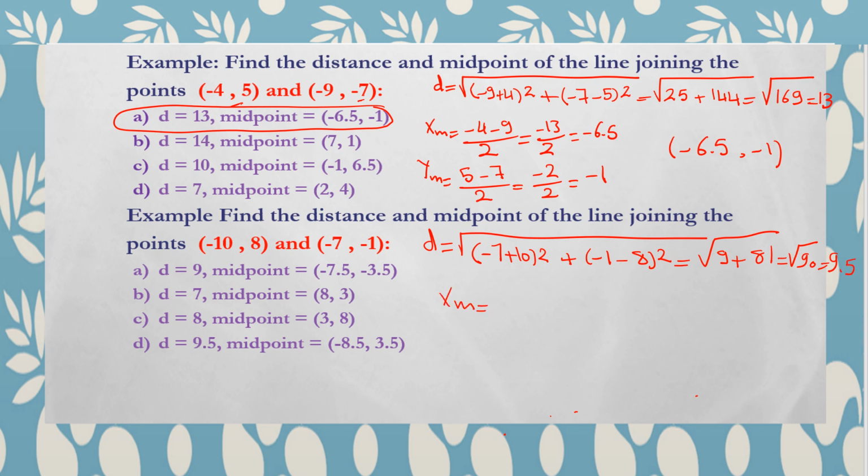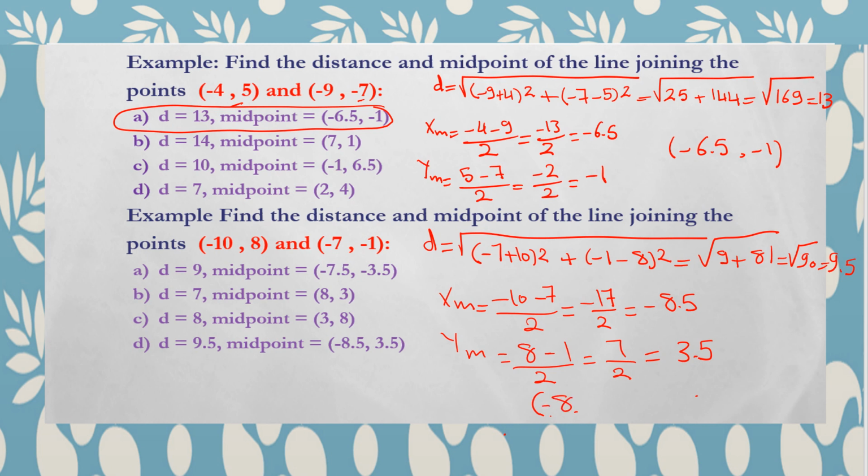xm equals (-10 minus 7) over 2, which is -17 over 2 equals -8 and a half. ym equals (8 minus 1) over 2 equals 7 over 2, and this equals 3.5. So the midpoint is (-8.5, 3.5). So the correct answer is D.